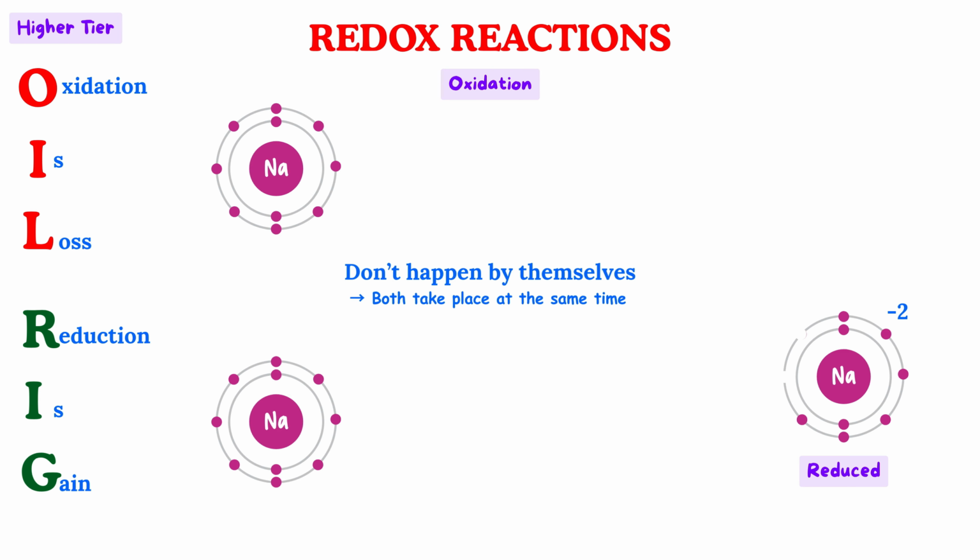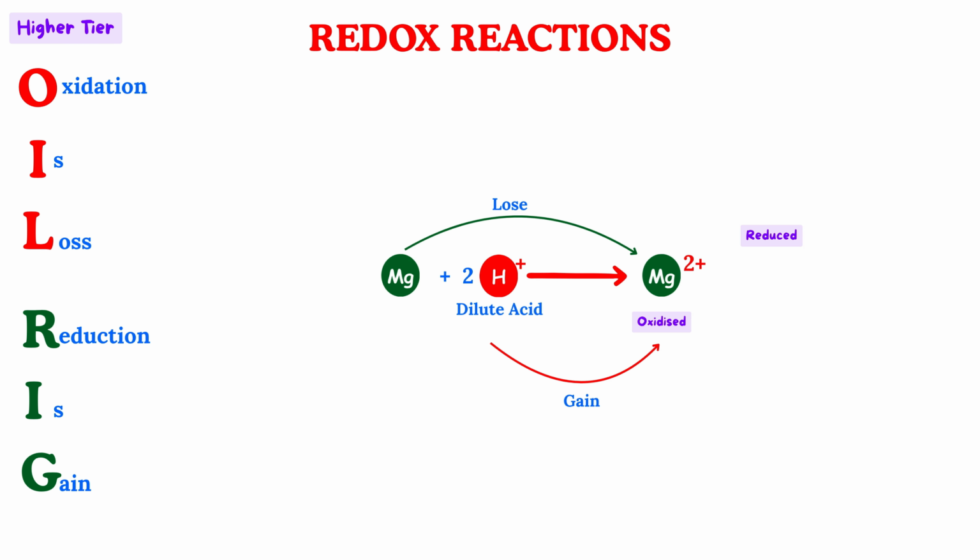Most redox reactions do not involve just one substance gaining or losing electrons in isolation. Instead, oxidation and reduction typically occur at the same time. If one substance loses electrons, another must gain them. Because these two processes happen together, the term redox is used, which is a combination of reduction and oxidation.